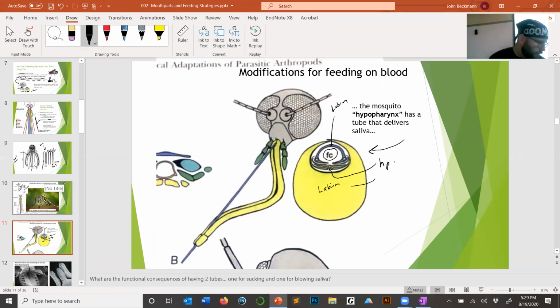Mosquito mouthparts are just really cool. It's worth learning them because it's a really cool evolutionary example of specialization for a specific purpose.